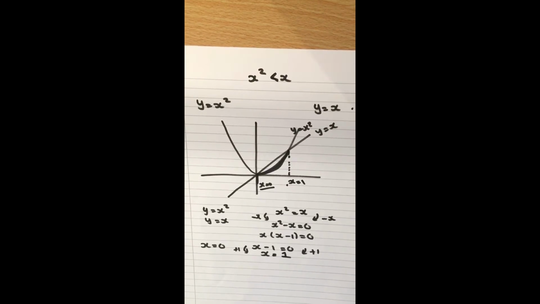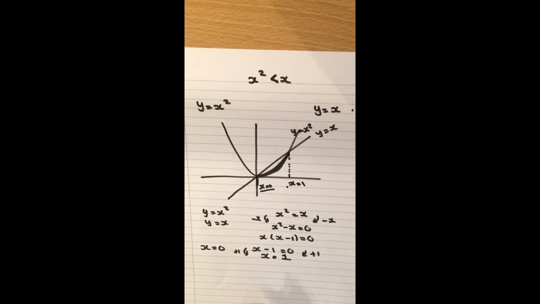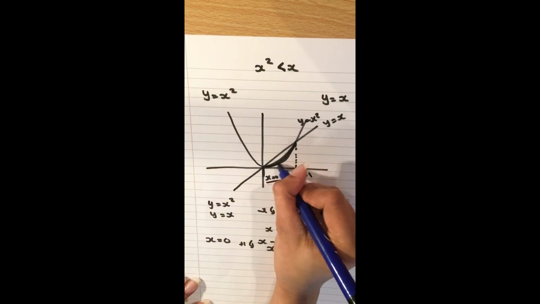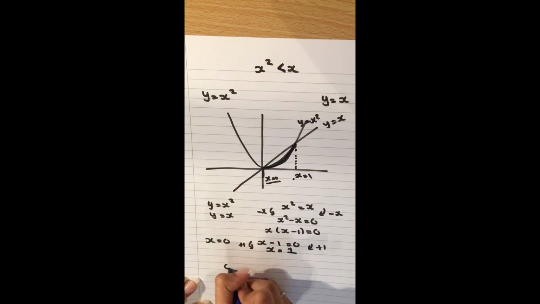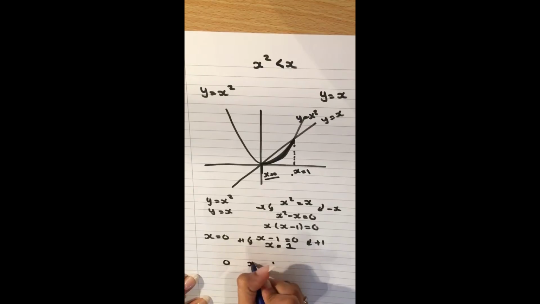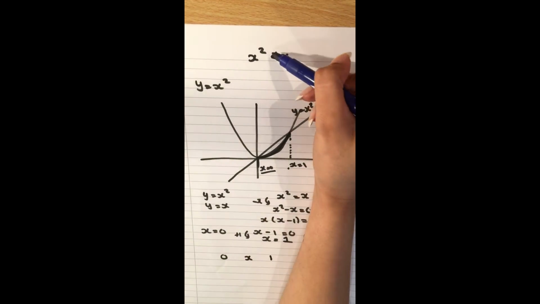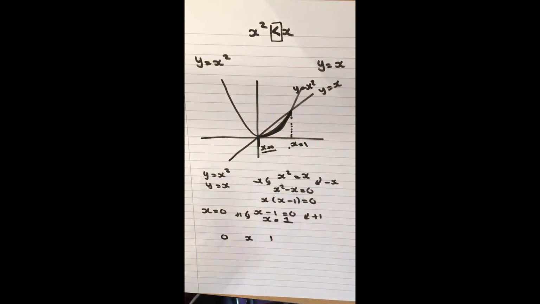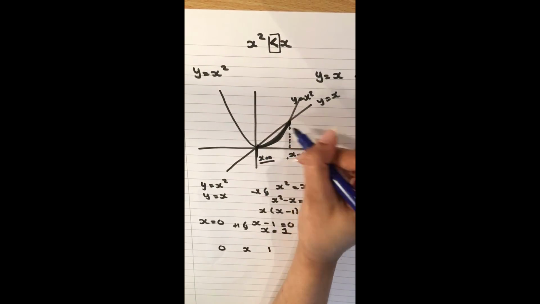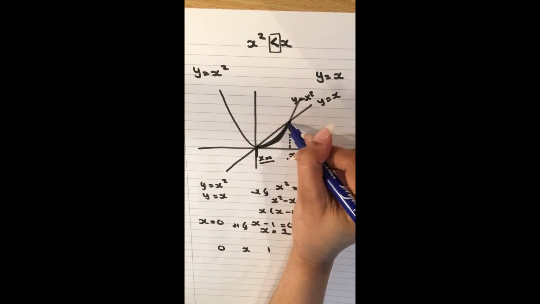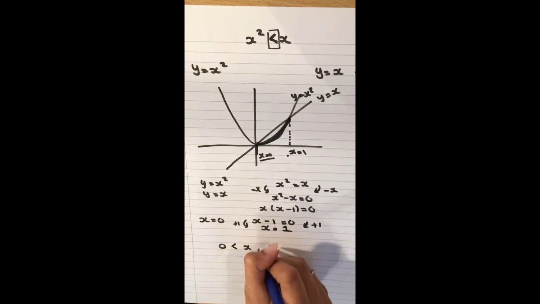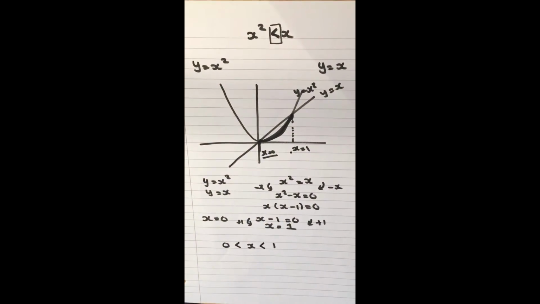So our region would then be between here, so between 0 and 1, and in the original question we can see there's no equal. They don't want the exact points 0 and 1 where they're exactly equal to each other. They want the points where it's strictly underneath. So these sides.